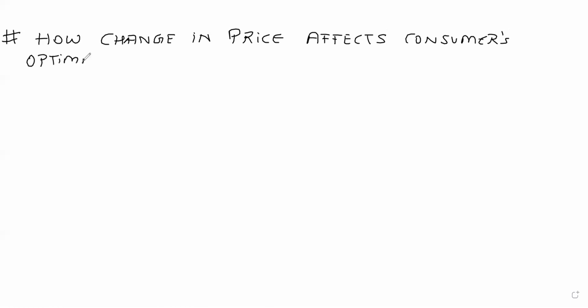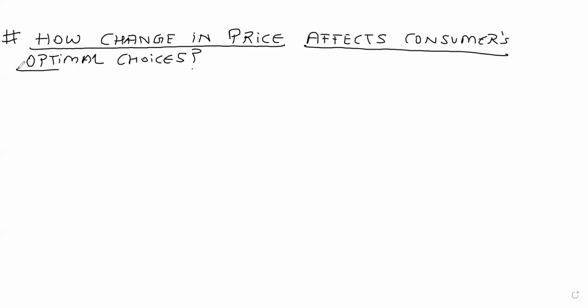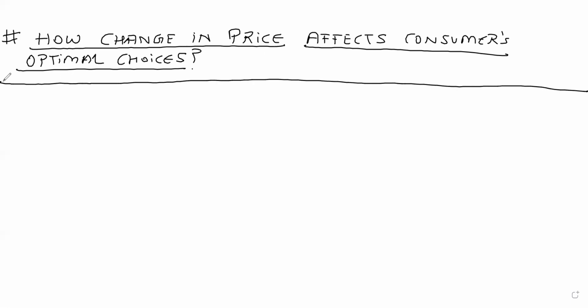Okay, so we were looking at how change in income affects consumers' optimal choice. Now let's look at how the change in the price of any one commodity affects the consumer's optimal choice. So guys, I can divide my explanation into two diagrams.